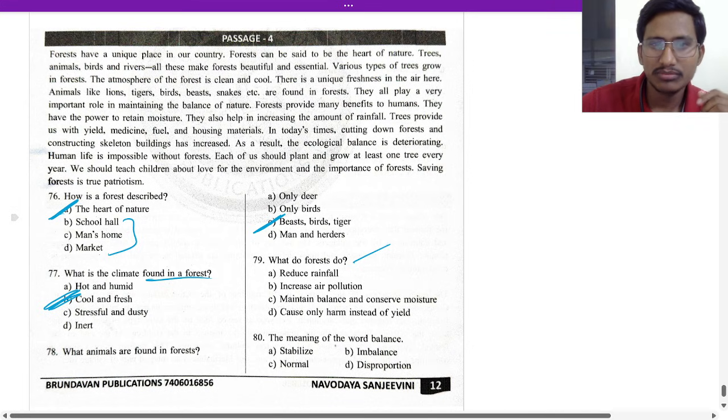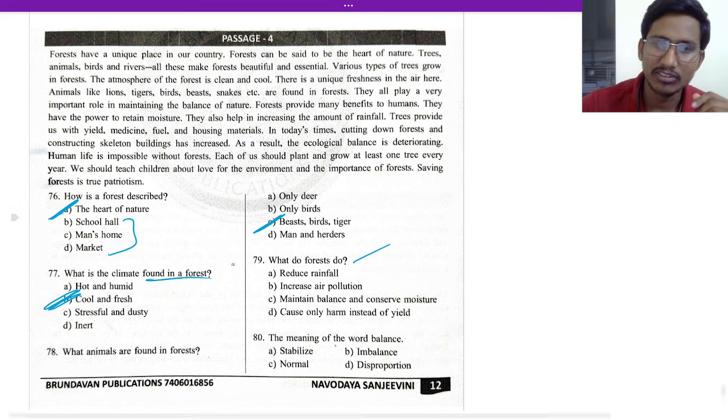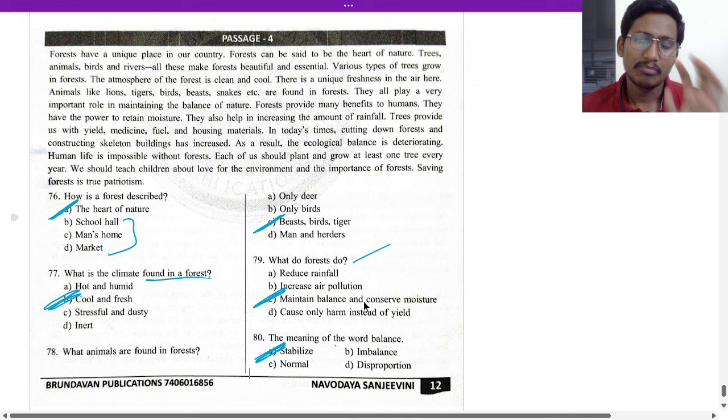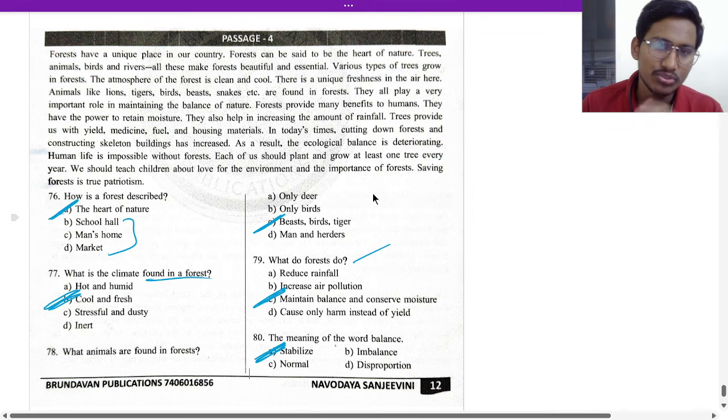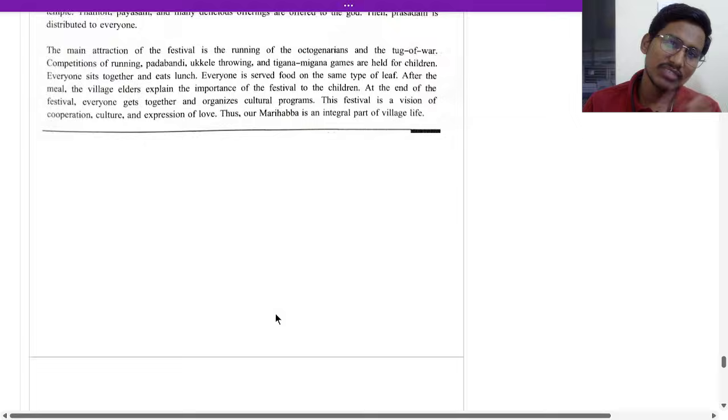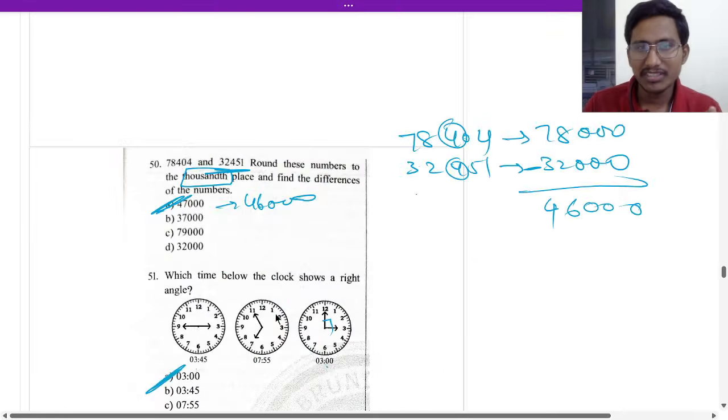What do forests do? That is maintain balance and conserve moisture, option C. The meaning of the word balance. Balance means stabilize. Okay, option A is the answer. So this is the passage. Okay, good. So these are the answers for the options. And so we solved what? We solved paper Z.